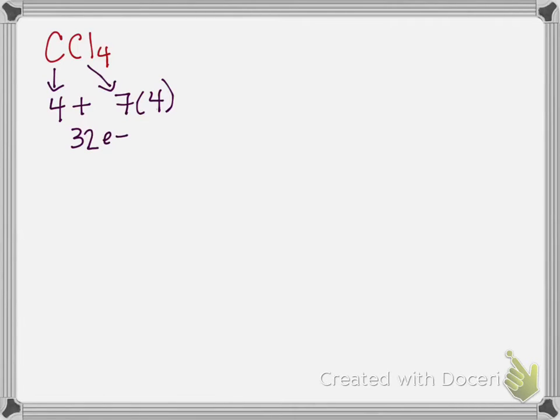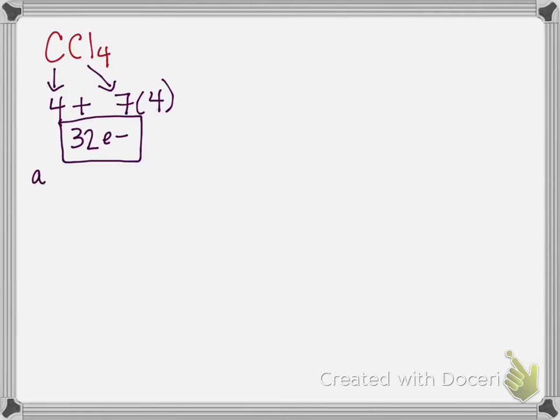The next example is carbon tetrachloride. This one's a little bit different. So carbon tetrachloride. Carbon is in group 4, so it has 4 valence electrons. You're going to add up. Chlorine is in group 7, so it has 7 valence electrons, and I have 4 chlorines. So now we're going to add them up to determine how many electrons are in our overall structure. So 7 times 4 is 28, plus 4 is 32 electrons. So my structure needs to end up having 32 electrons.